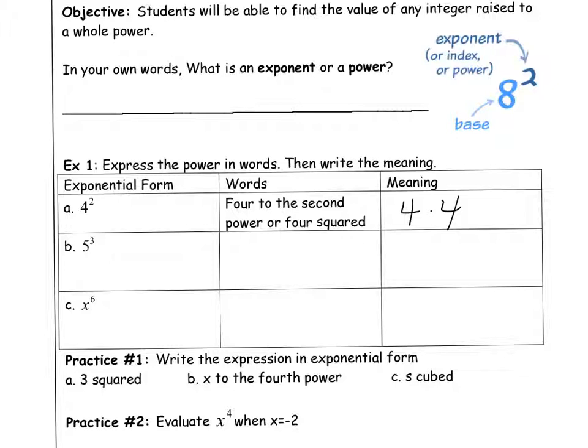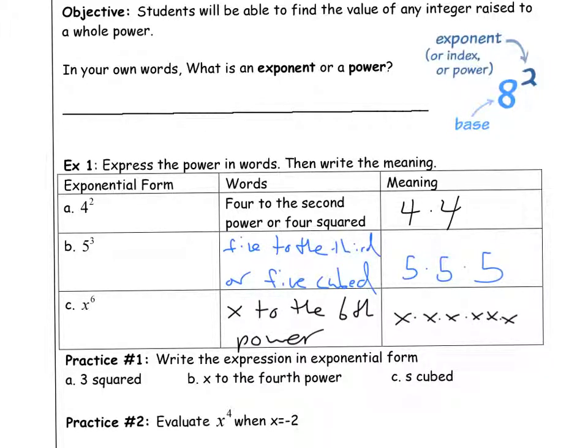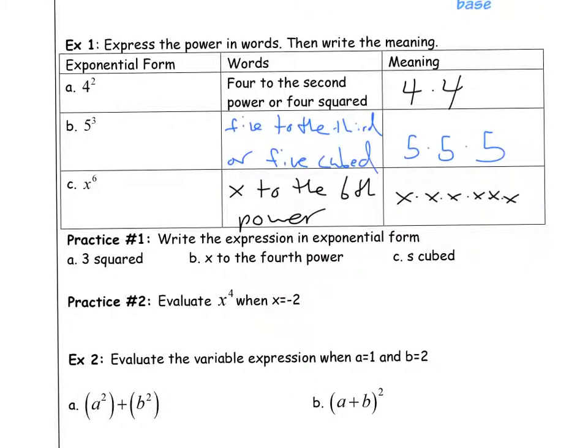So, go ahead and see if you can try the other two here. Express it in words and then write the meaning. You may want to pause the video because I'm going to throw the answers up in a second. Okay, so hopefully you saw that this means 5 to the third or 5 cubed, which means 5 times 5 times 5. And here this means x to the 6th power, which is like saying x times x times x times x times x times x. Okay? So this is kind of just giving us a little review of what an exponent really does.